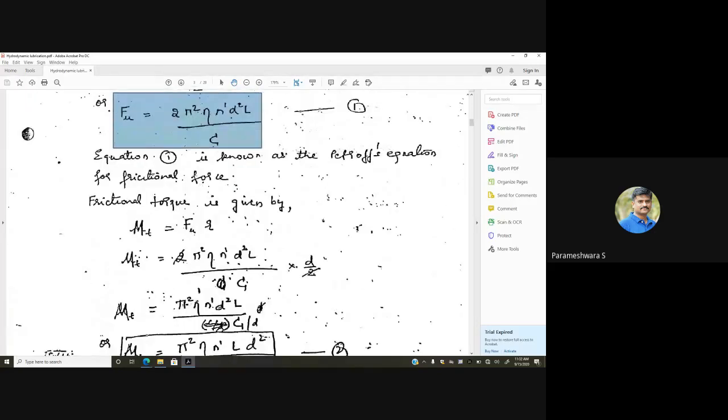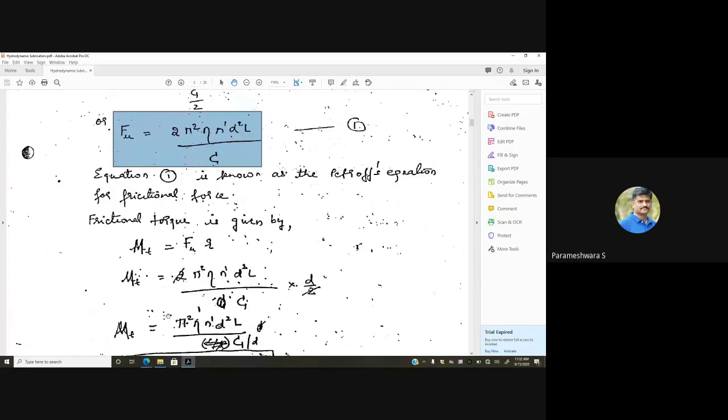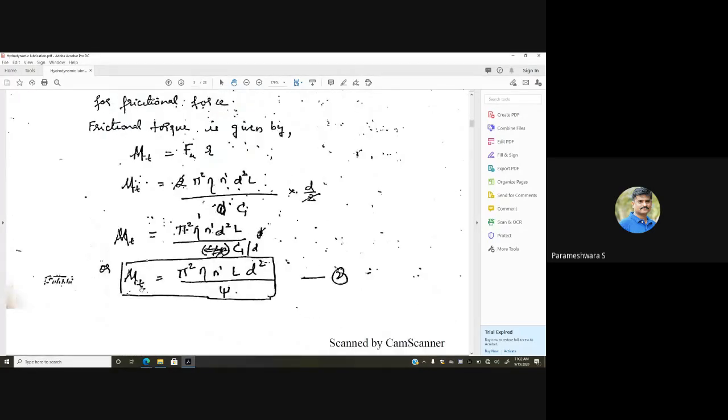We have developed the equation for F mu. Just make use of that equation. And also we know that this radius is half of the diameter. So put that value and simplify this formula, and you will get the formula for frictional torque. Very simple derivation. Just putting this F mu value in this formula and putting R in terms of diameter, and simplifying, we get the equation for frictional torque, that is given by pi square eta n dash L d square over psi.